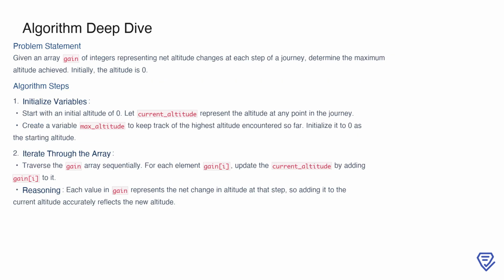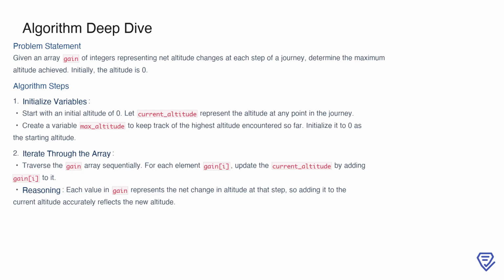To solve this problem, we start by understanding the journey and how altitude changes are represented. The array gain contains the net change in altitude at each step, and our task is to determine the highest altitude achieved. Initially, the altitude is 0, so we set up two variables, current_altitude, which tracks the altitude as we progress through the journey, and max_altitude, which keeps track of the highest altitude we've encountered so far. Both of these are initialized to 0.